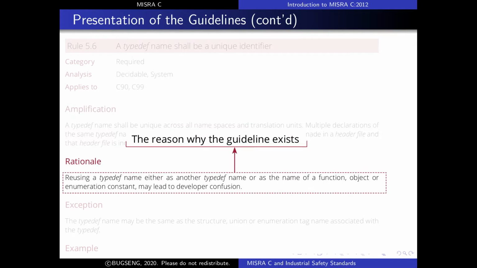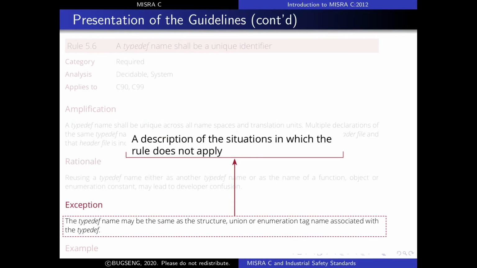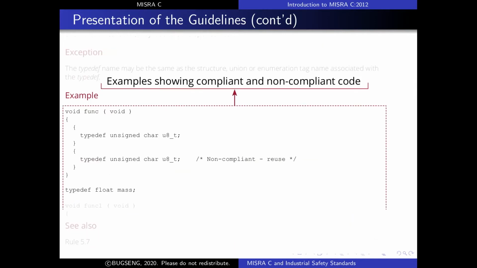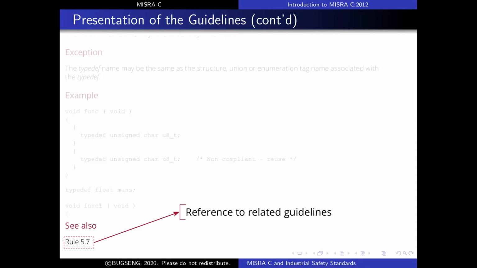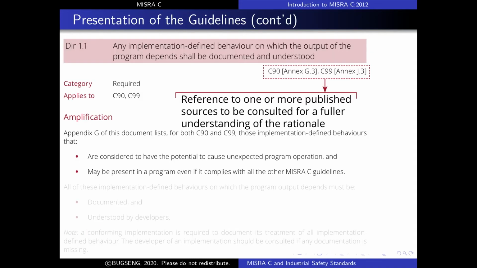Then there is in the rationale an explanation of why the guideline exists. Sometimes rules have exceptions, and so when there is an exception, there is a section that describes under what conditions the guideline does not apply. There always are examples, both positive examples and negative examples. Sometimes the guidelines are related to one another, and when this is the case, there is a see also section that points you to the related guidelines. And below the pink strip, on the right-hand side, sometimes there are references to the C standard.